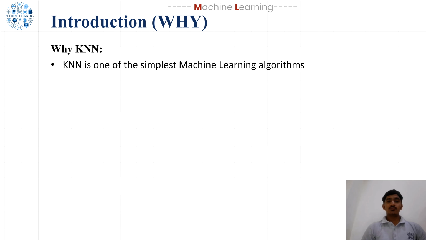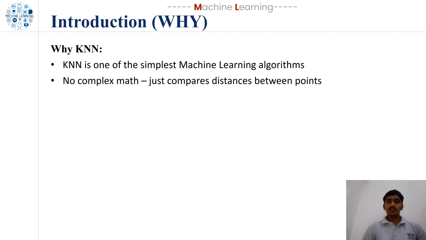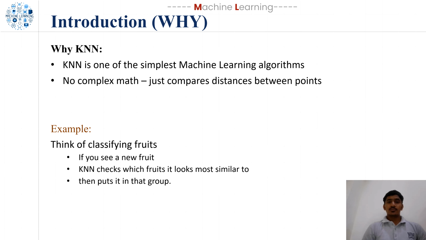So, why KNN? KNN is considered one of the easiest algorithms to understand. Unlike many machine learning methods, it doesn't involve complex mathematics or heavy training. Instead, it works by comparing the distance between data points. For example, think about fruit. If you see a new fruit, how do you classify it? We compare it with fruits that you already know. If it looks most similar to an apple, you can tell it is an apple. That's exactly how KNN works. It looks at the closest known data points and assigns a new one to that group. This simplicity makes KNN very practical for both classification and regression problems.